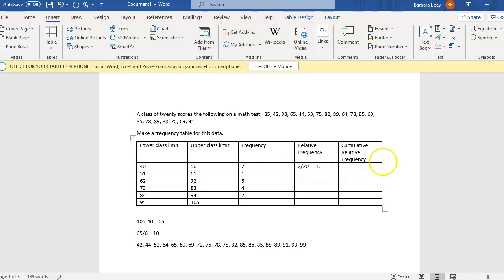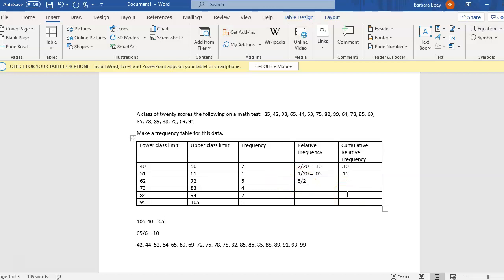All right, now the cumulative relative frequency, we're just going to add these relative frequencies as we go. So this is still 0.10 right now. In the next row, we'll have 1 out of 20 since we have a frequency of 1. And this is 0.05 if we put it into our calculator. We add together the 0.10 and the 0.05 for the next line of the cumulative relative frequency. So that's going to be 0.15 when we add these two together. All right, well, let's go to the next row.